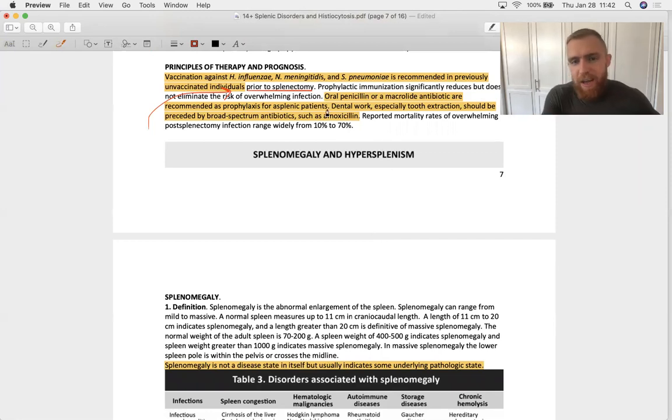Patient doesn't have a spleen, you definitely want to give them some antibiotic before they get a tooth pulled, because that is a very tough wound to heal. Teeth are highly vascular, very, very vascularized. And not only that, the oral cavity is just swarming with all sorts of aerobes and anaerobes.